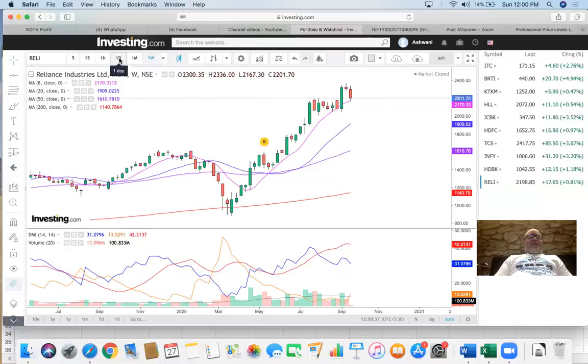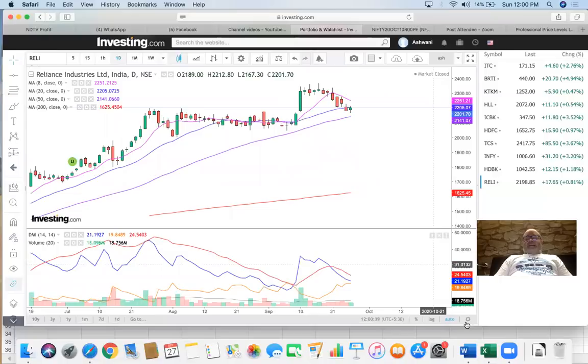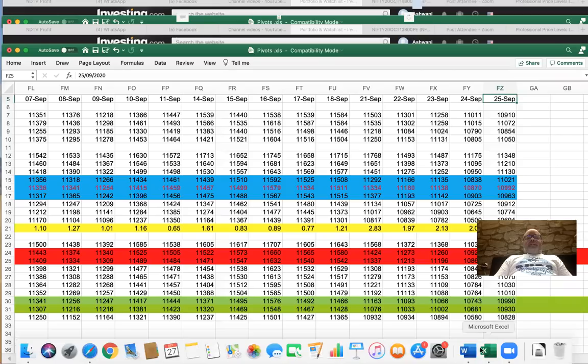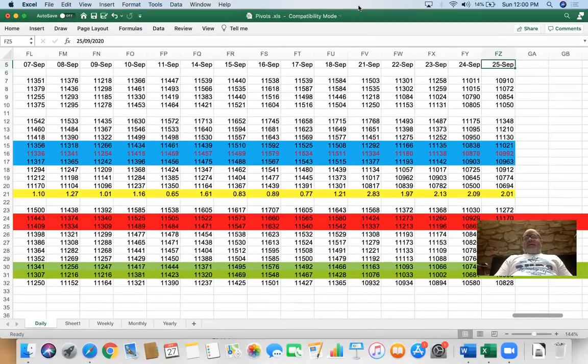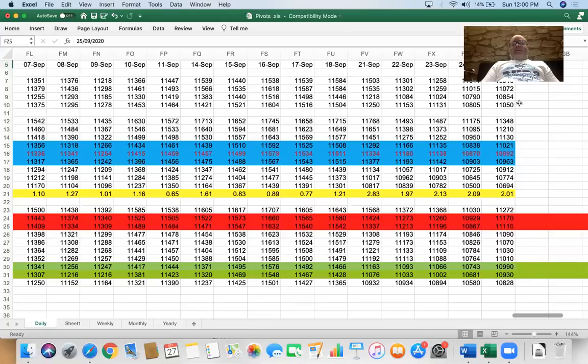So with all of this said, now let's look at the daily pivots on the Nifty. The floor pivot is 10,992. Support comes in at 10,930, 10,990. Resistance comes at 11,110 to about 11,170.